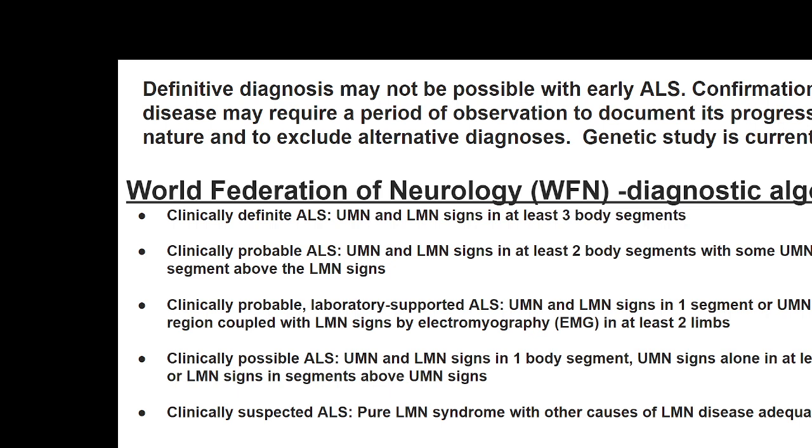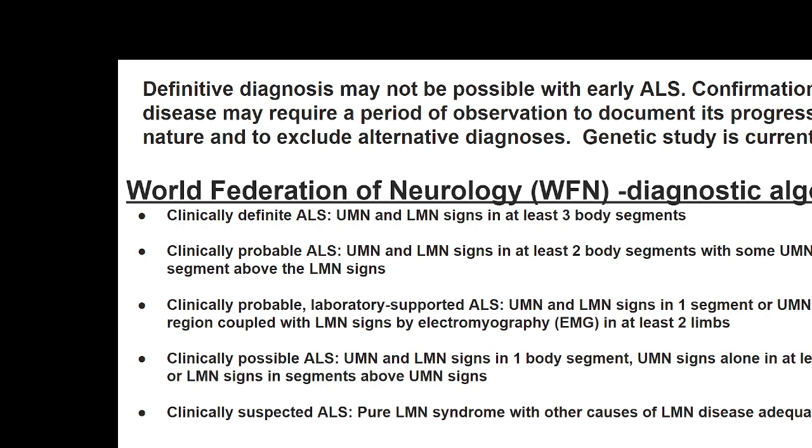Clinically probable, laboratory supported, is when the patient has upper motor and lower motor neuron signs in any of the segments, and there are obvious EMG changes in at least two limbs. That's considered clinically probable with laboratory support. And clinically probable is when the patient has signs of upper motor neuron lesion at least at two body segments.